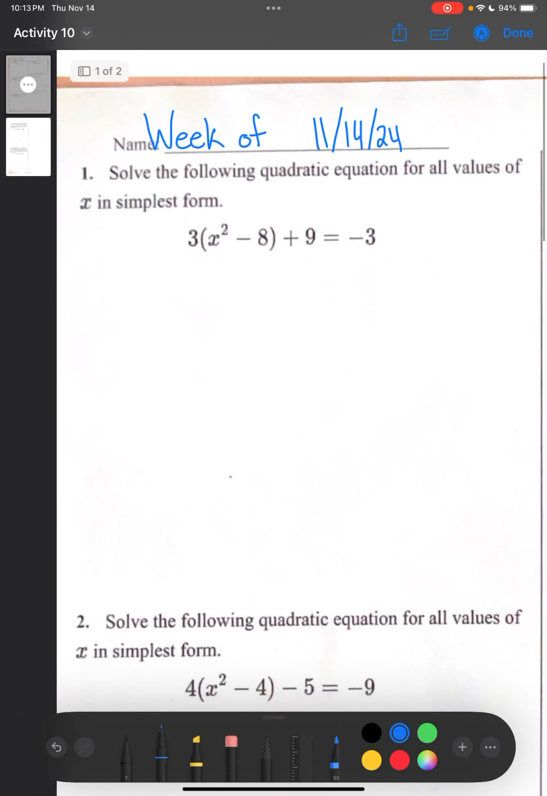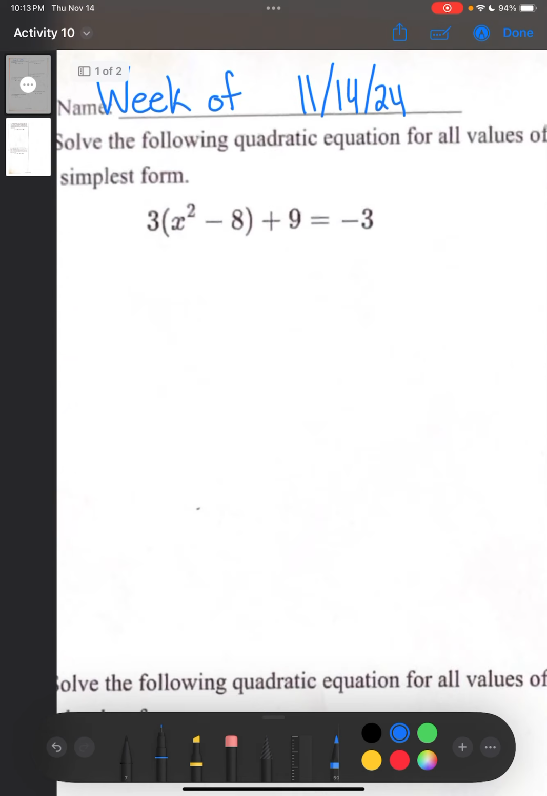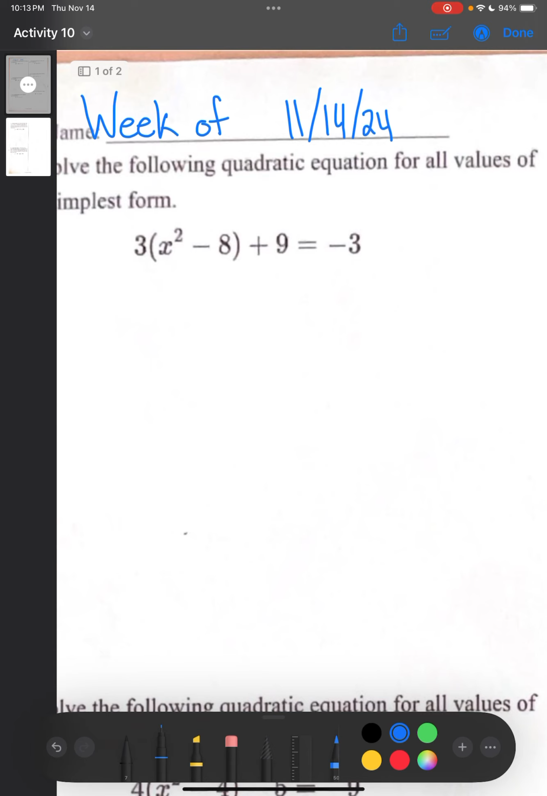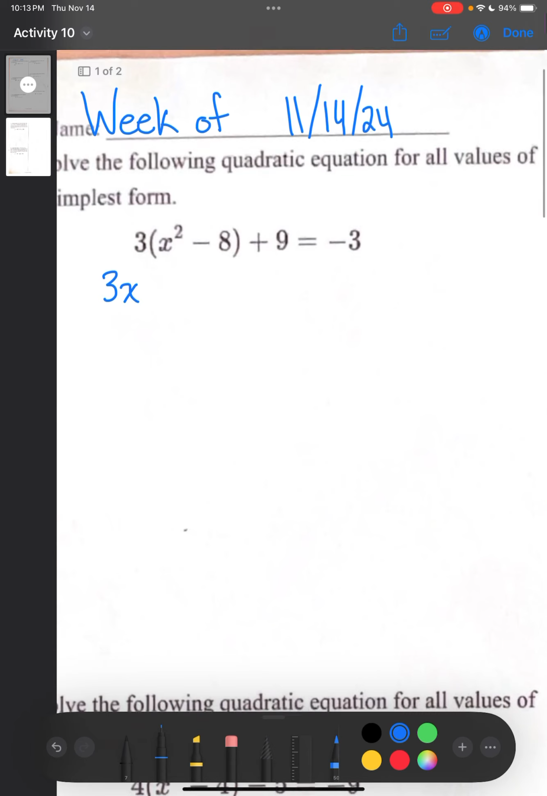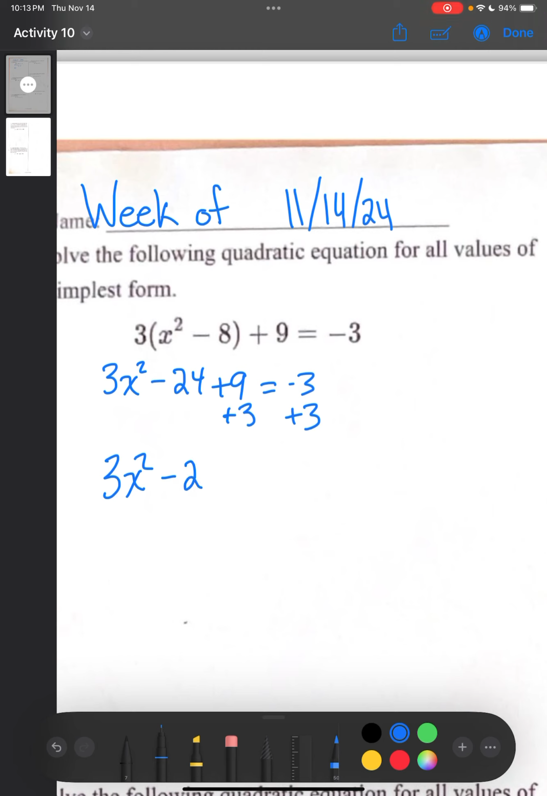So we're going to start with number 1. As I said in class, the method we're going to use is trying to get x on its own. So we first need to distribute this 3 times the x squared minus 24 plus 9 equals negative 3. And then we're going to add that 3 because we want to get one side to 0, which will help us get everything over. That leaves us adding 12, right? Then we have equals 0.